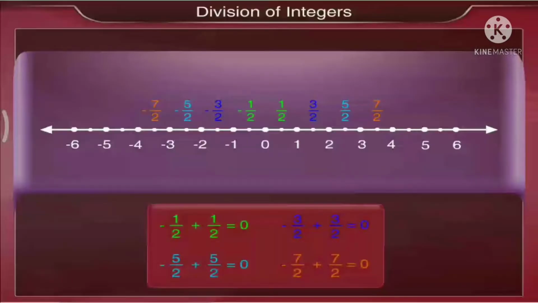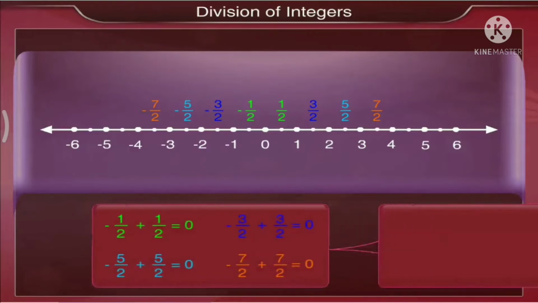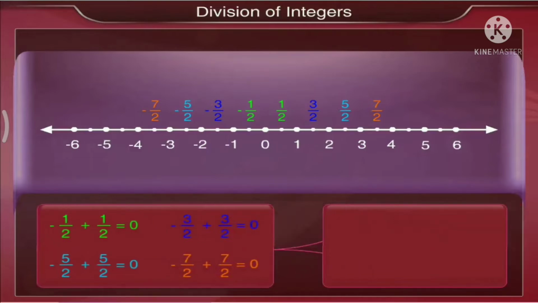Now students, here the number line is given. On the right hand side of your number line we have marked the positive numbers, and on the left hand side we have marked the negative numbers. Now here we have to find the pairs of opposite numbers. Some of the pairs of opposite numbers are given over here. What is the opposite of minus 1 upon 2? The opposite of minus 1 upon 2 is plus 1 upon 2.